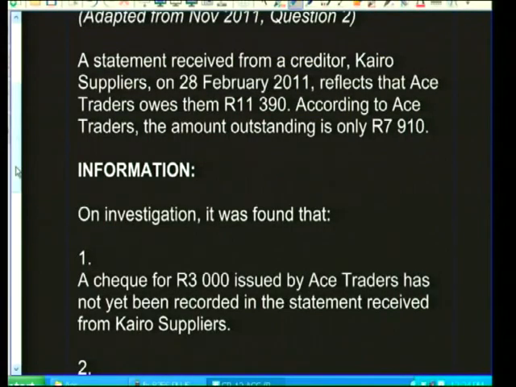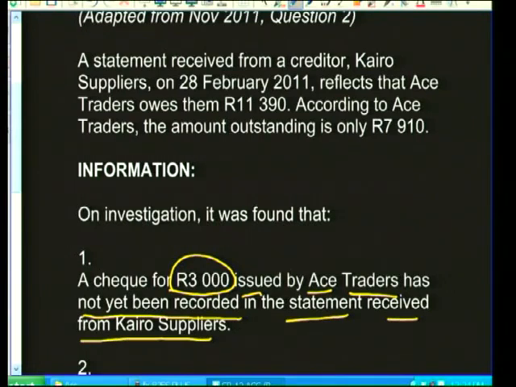Right, let's start with our investigation. What did we find? We found that 1, a check for 3,000 Rand issued by Ace Traders has not yet been recorded in the statement received from Cairo Suppliers. Understand the question. Understand where the problem is. Number 1, we've issued a check. We are Ace Traders. But this is not appearing on the statement received from Cairo Suppliers. Let's look at what we have to do.